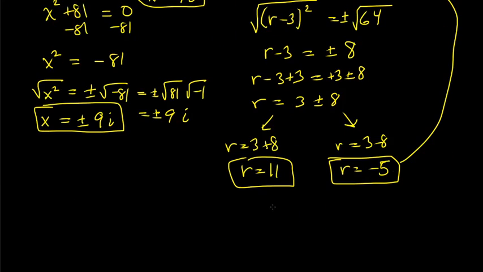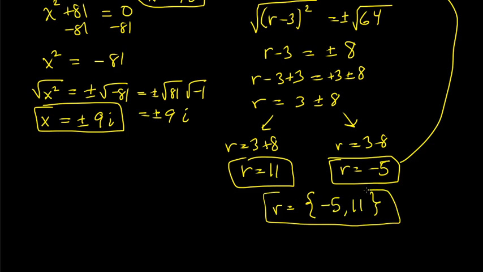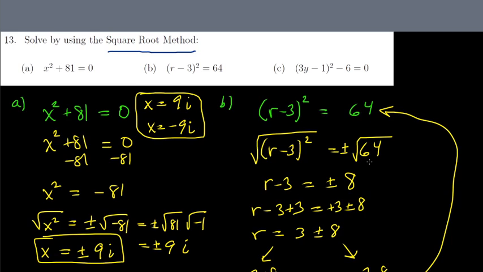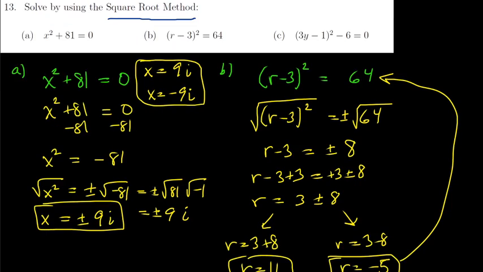Any order is fine. If you remember on Connect Math, they sometimes wanted it as a set, the set of numbers negative 5 and 11. I mean, I would accept that too, but I'm really just looking for the two numbers, the negative 5 and the 11. All right, and finally part C.